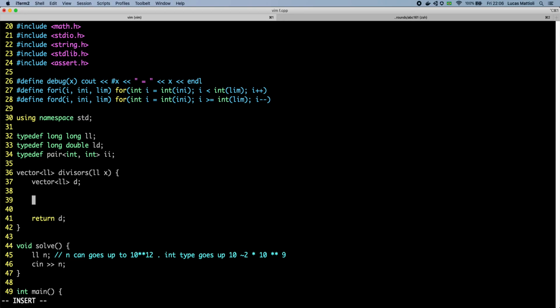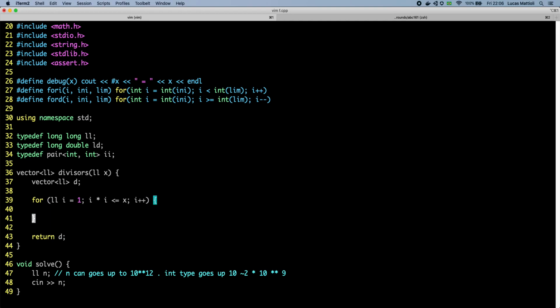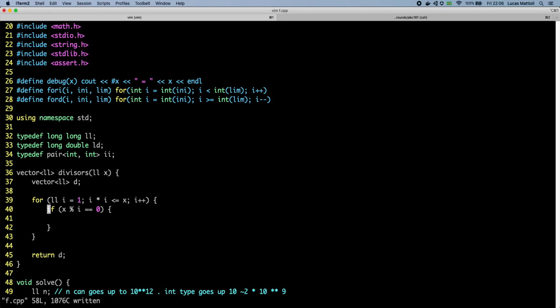And then for calculating the divisors of some number, we can use a strategy that goes up to the square root of the number. The stopping condition of this for loop tells us: if the square of i is greater than x, then stop. So we only go up to the square root of x, and we check whether i is a divisor of x. If so, then i is a divisor of x, of course, so we put i in the vector.